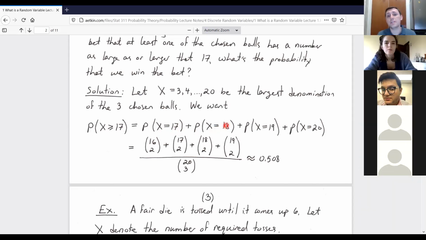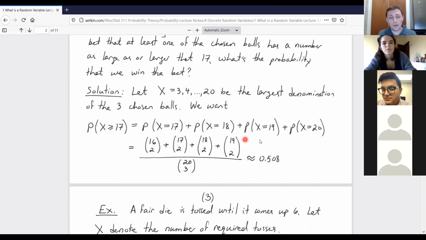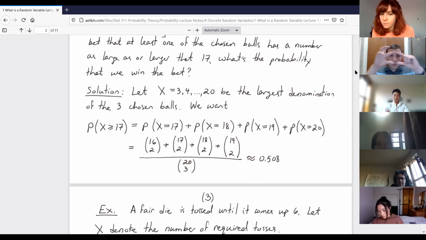Now, if the largest is 18, then I can select from 1 all the way to 17, and I need to select 2. And doing that all the way to X equal to 20, I have 19 choose 2. I have the numerator. Now the denominator is simply 20 choose 3, right? Because I can pick any grouping of 3 balls. My universe is just any grouping of 3 numbers placed in order, right?